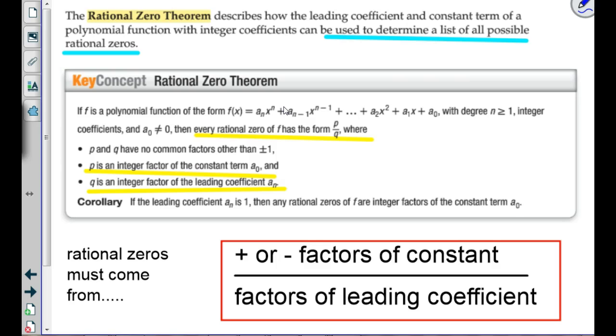All the nice zeros that are either whole numbers, positive or negative, which means integers, or fractions. They can be repeating fractions or terminating fractions, or terminating decimals like 2.5. All of those nice factors come from a list that can be derived by finding all of the factors of the constant term divided by the factors of the leading coefficient.